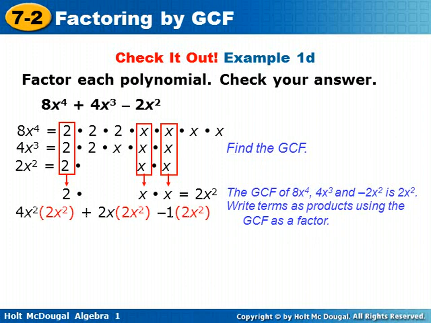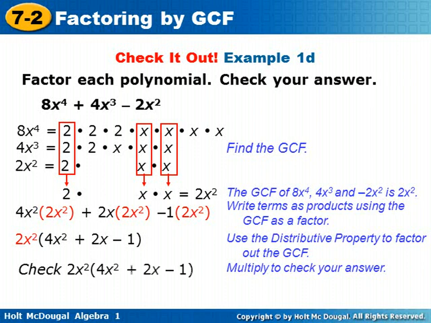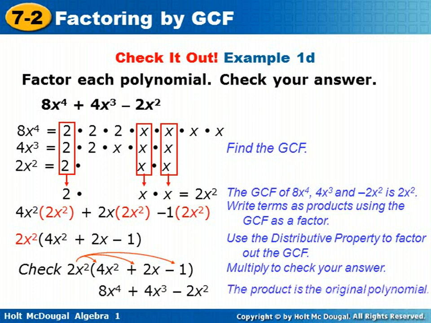We're going to rewrite so that all of the terms are being multiplied to the greatest common factor. 4x squared times 2x squared plus 2x times 2x squared minus 1 times 2x squared. Using the distributive property, we're going to factor to the outside of the parentheses 2x squared times, in parentheses, 4x squared plus 2x minus 1. We multiply back to check our answer. To distribute back in, 2x squared times 4x squared, 2x squared times 2x, and 2x squared times negative 1 should give us the original polynomial, and it does.